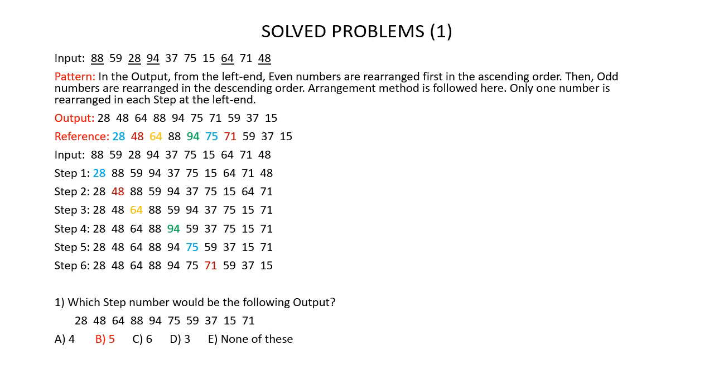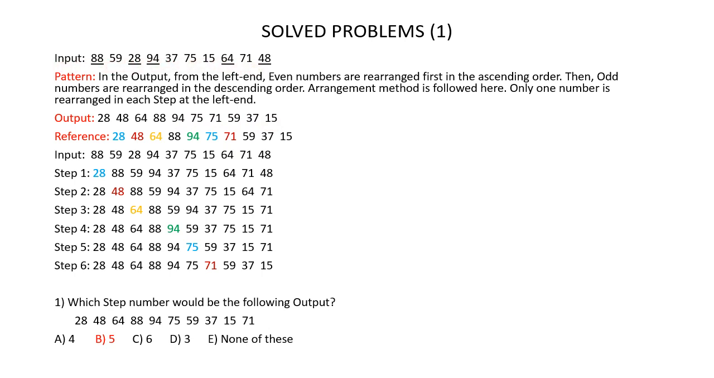Also you can see that in the input numbers 59, 37, 75, 15 and 71 are the odd numbers, and these odd numbers are rearranged in the descending order after the even numbers. So in the output, the descending order of the odd numbers will be 75, 71, 59, 37 and 15. So this is the final output for the given input of numbers.